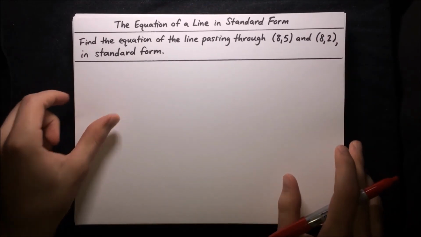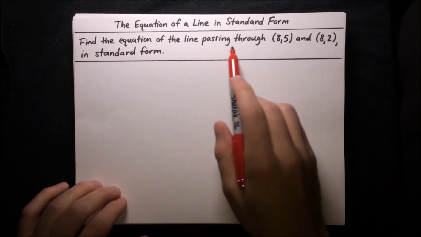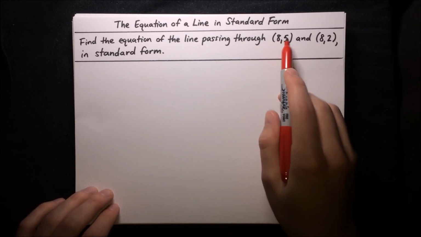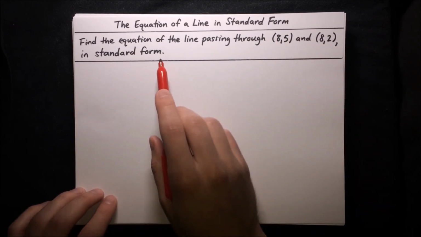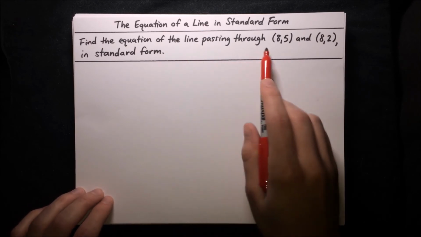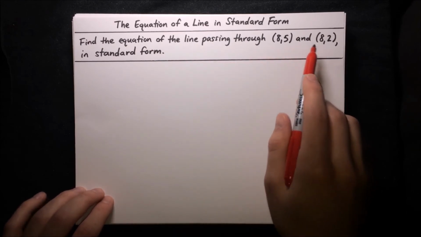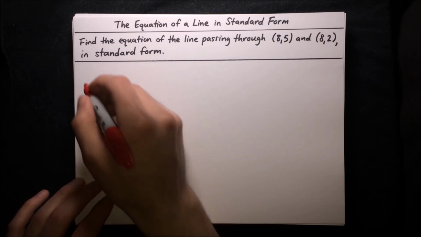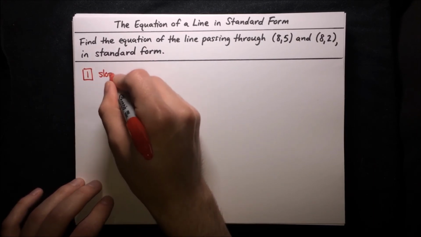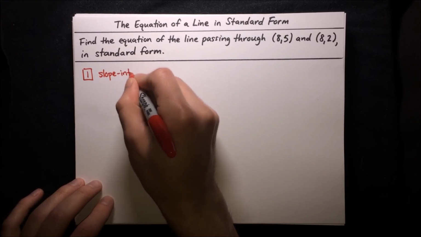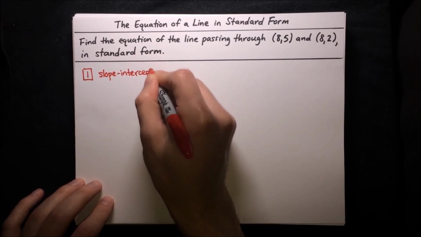Here's our final problem. We want to find the equation of the line passing through the points 8, 5 and 8, 2. We want to put that equation in standard form. So again, when we're dealing with lines passing through particular points, it's always easiest to start with slope-intercept form. So that's what we'll begin with again. First step, slope-intercept form.